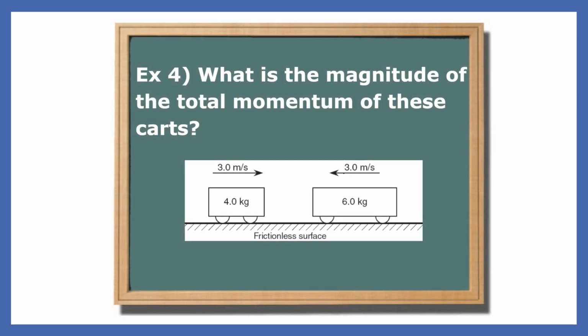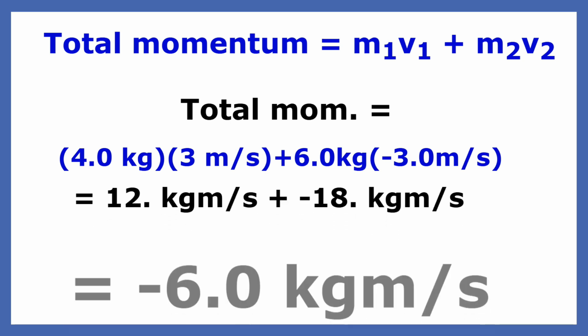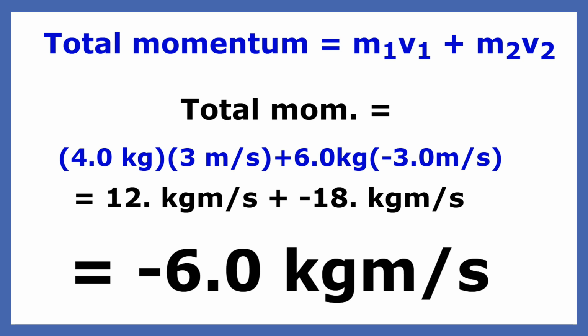What is the magnitude of the total momentum of these cars before the collision? The momentum of the 4 kilogram cart moving to the right is 12 kilogram meters per second, and the momentum of the 6 kilogram cart moving to the left is negative 18 kilogram meters per second. When we add these two momenta, we get a total momentum of negative 6 kilogram meters per second. We should not be surprised the total momentum is negative because the cart moving to the left had a greater momentum than the cart moving to the right.